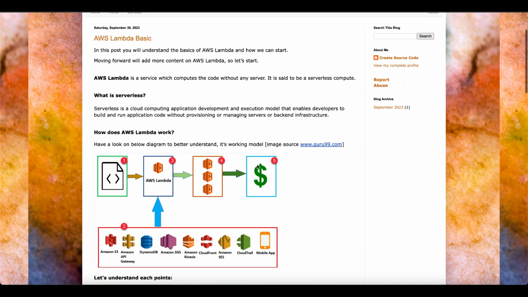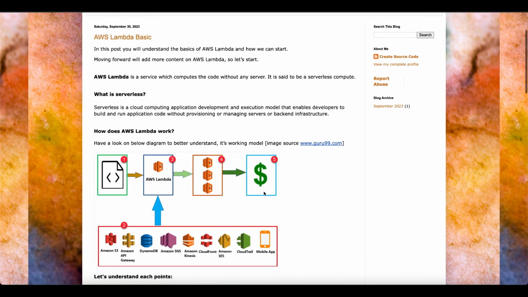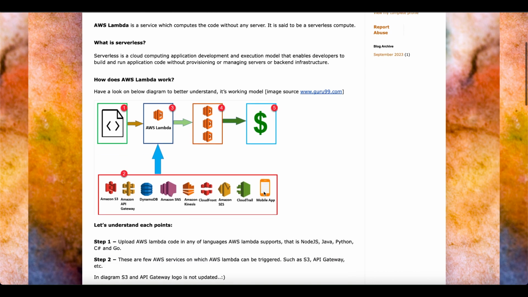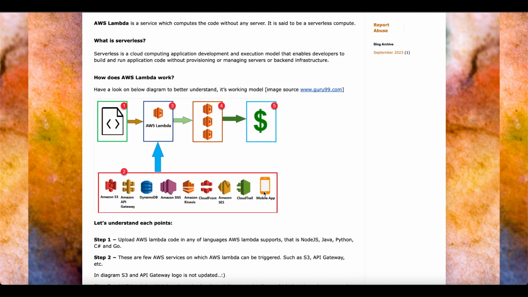Okay, so how does AWS Lambda work? In this diagram I am going to explain how AWS Lambda works. It's divided into 5 steps. In the first step we just have to write our source code. An important thing is that AWS Lambda functions support Node.js, Java, Python, C#, and Go, as well as Ruby, which I haven't mentioned here.